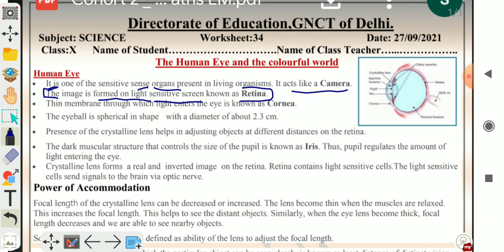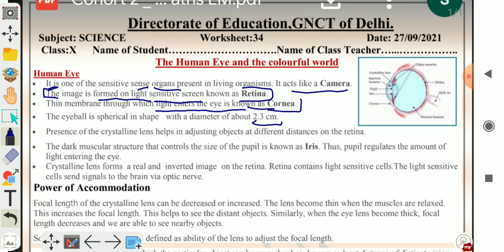Thin membrane through which light enters the eye is known as cornea. Cornea क्या होता है? Outermost thin membrane like structure through which light enters our eye. The eyeball is spherical in shape with a diameter of about 2.3 centimeter. Eyeball का diameter कितना होता है? Diameter is about 2.3 centimeter and it is spherical in shape.